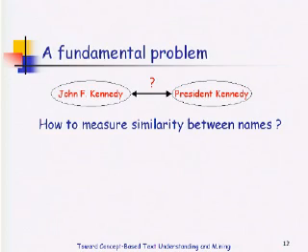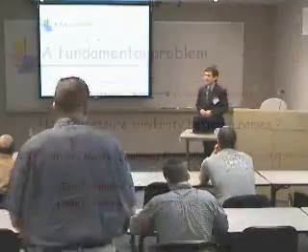So a basic problem in this direction, how to match names, how to identify entities behind names, is, given two names, whether they refer to the same entity or not. And one observation is similar names tend to refer to the same entity. Like John F. Kennedy and President Kennedy. They are very similar to each other. So they tend to refer to the same entity. Then the problem is how to measure the similarity between two names.